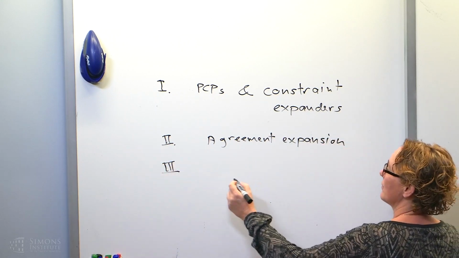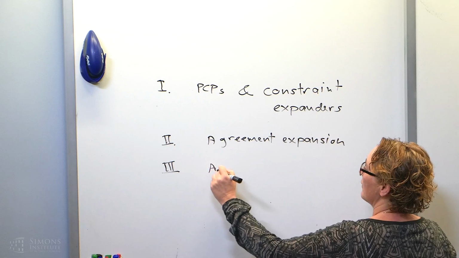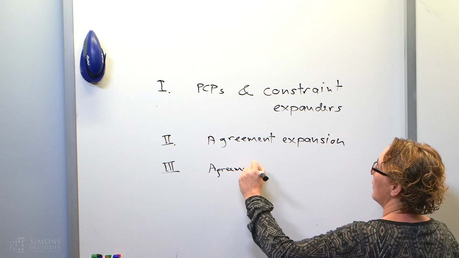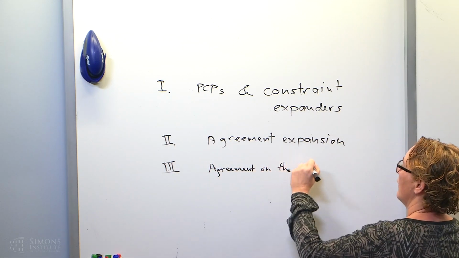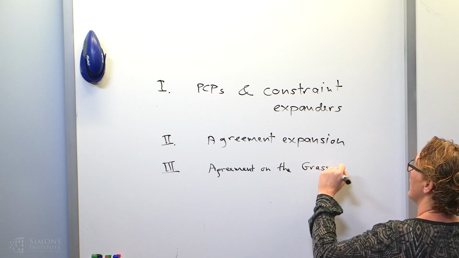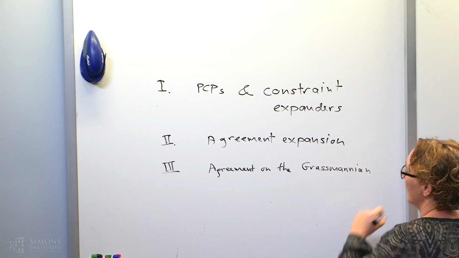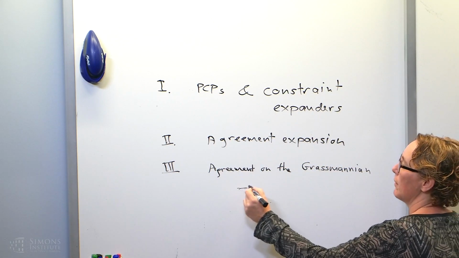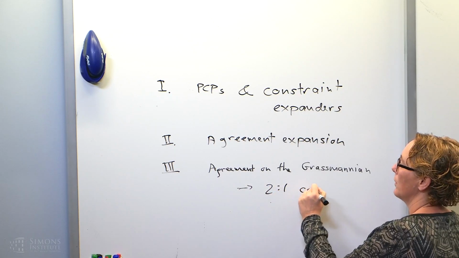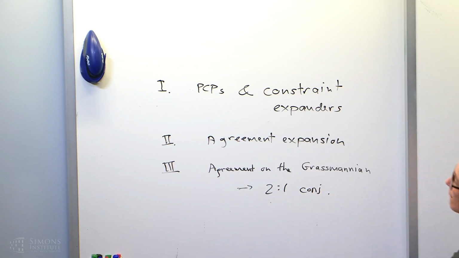So kind of agreement on the Grassmannian over finite fields and kind of how it implies something called the 2-to-1 conjecture. Okay. So let me start.